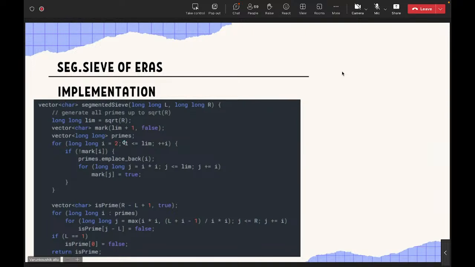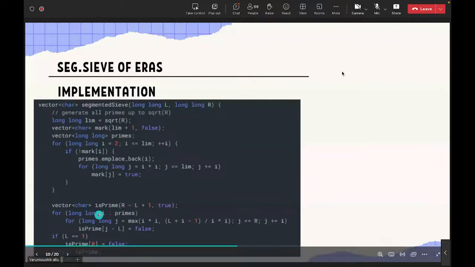Let's see how. First of all, we'll mark one array, vector char mark of limit plus one, false. That means till root R plus one we take one character array, and vector long primes, from 2 to root, same as the sieve of Eratosthenes. We'll mark all the prime numbers here. Then the actual extension, the segmented sieve, starts here. Here, we'll take one character vector again, isPrime, in the same way as before, size r minus l plus one, comma true. Then this is an auto loop, long i in primes, that means it will take all the values of primes.